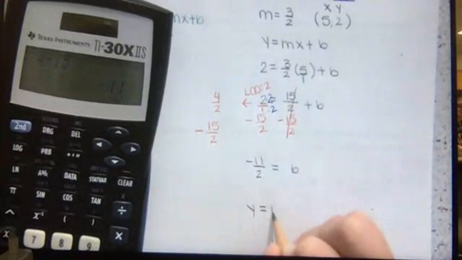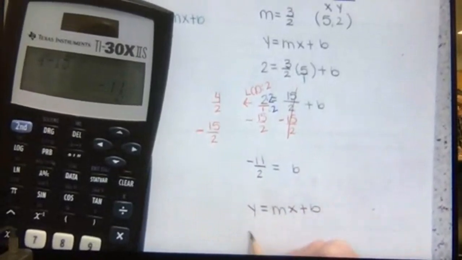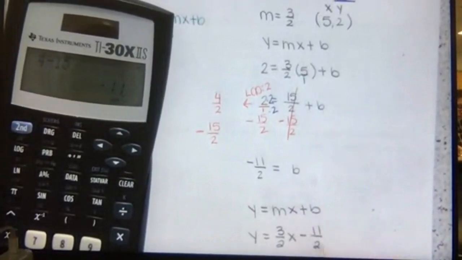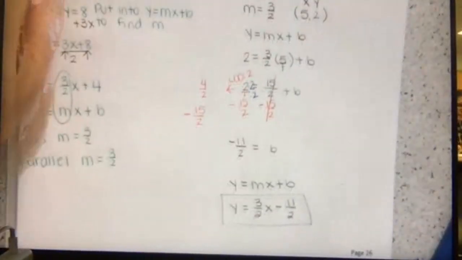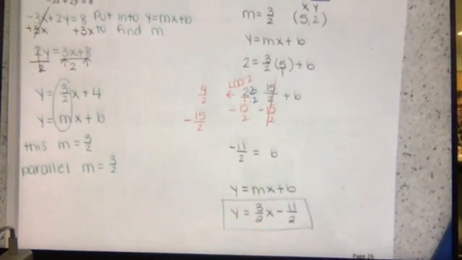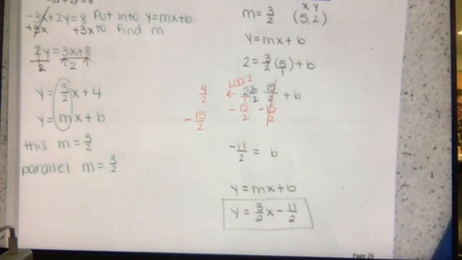Great, now just putting it into our final answer. So y equals mx plus b form. Our slope is 3 over 2. Our b is negative 11 over 2. So y equals 3 over 2x minus 11 over 2.